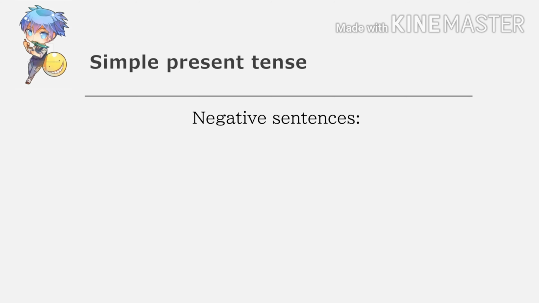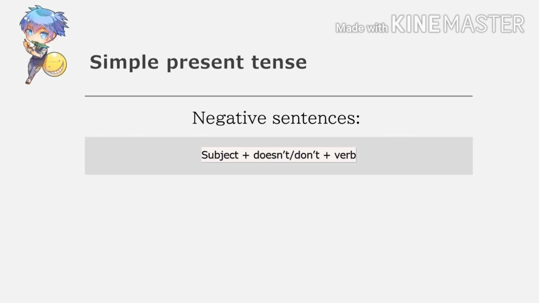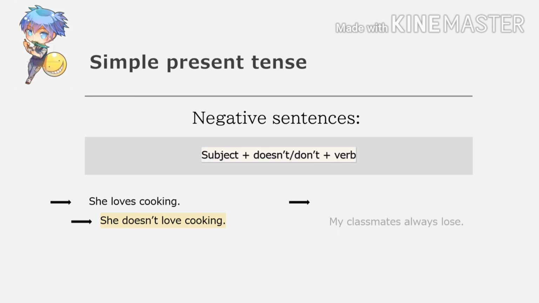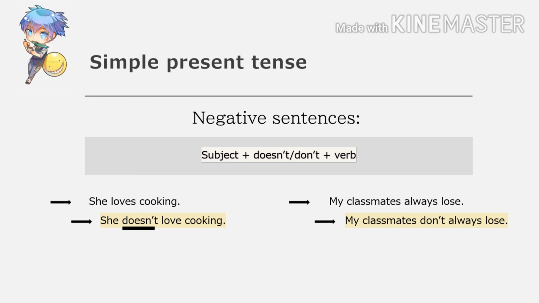Now for the negative sentences, we would use subject plus doesn't or don't plus verb. For example, she loves cooking would turn into she doesn't love cooking. And my classmates always lose would turn into my classmates don't always lose. Both of these sentences would either use doesn't or don't, while love and lose are the verbs.